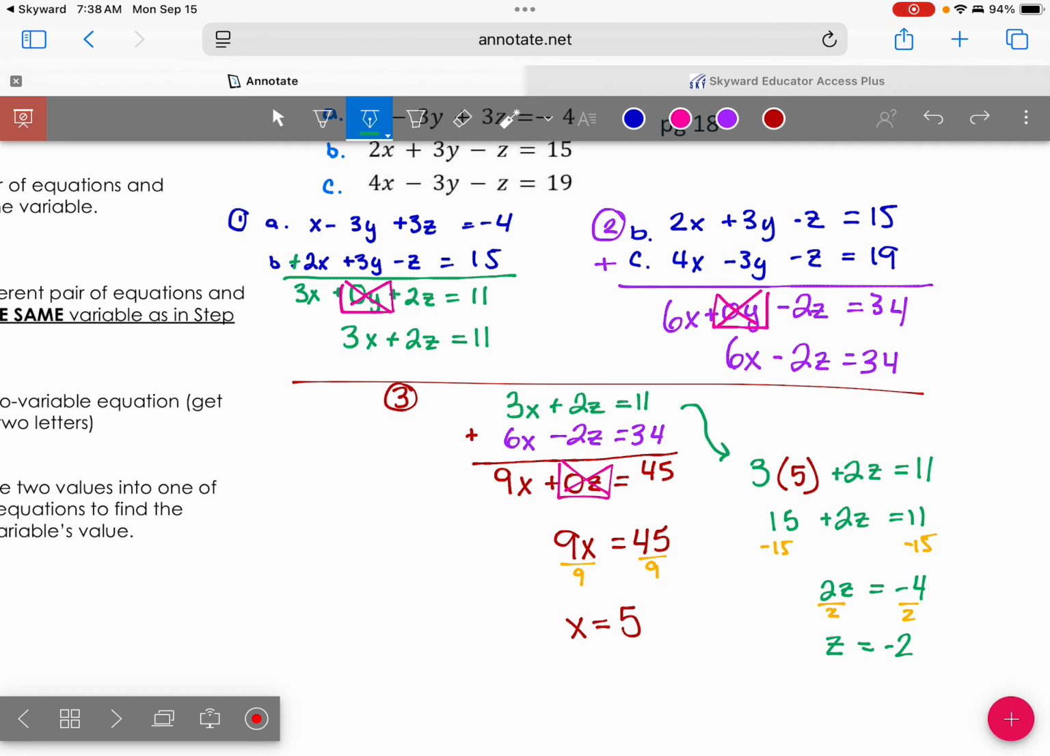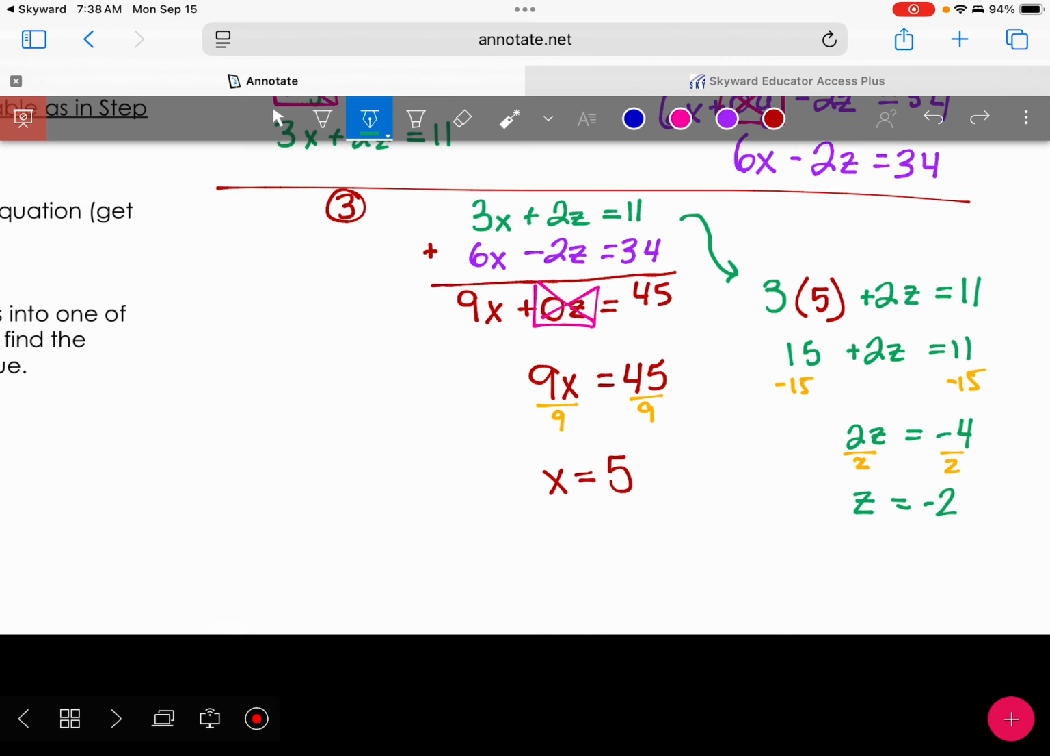You don't have to do that one. You can use any of the three equations. You don't always have to use a positive coefficient. You can do whatever you want. But since negatives tend to throw us off a little bit, I'm going to use the one that's going to give us the least amount of negatives.